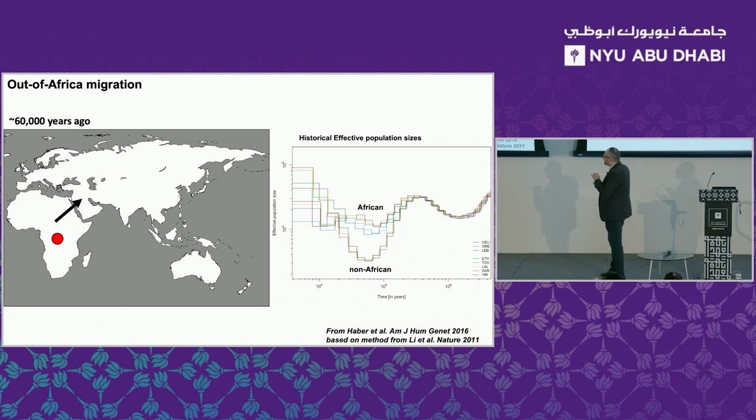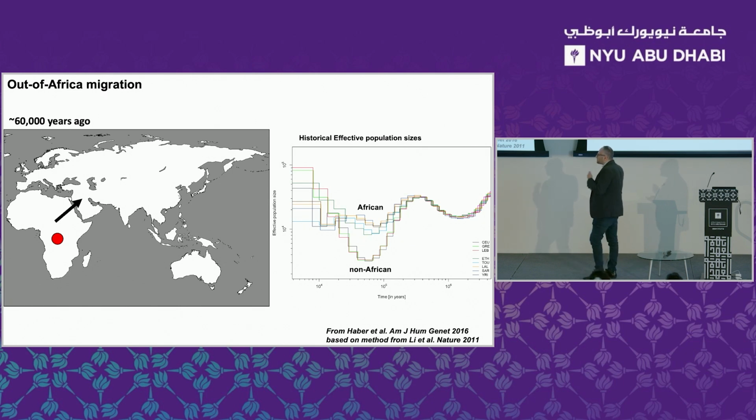A feature that you can see in this plot is that all non-African populations have this bottleneck around 60,000 years ago. A bottleneck is a decrease in population size. So just a few thousand individuals exited Africa, taking with them just a subset of the African genetic diversity. So everyone outside Africa is a subset of the African genetic diversity.